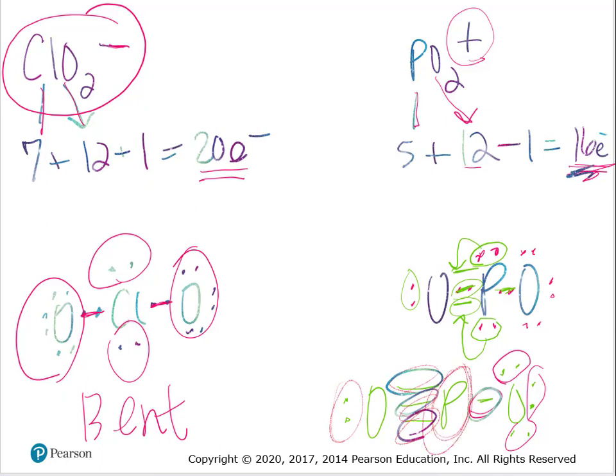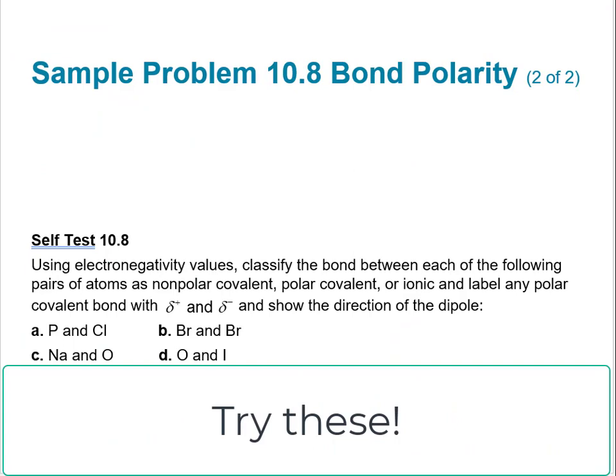My central atom only has 2 things around it. 1 oxygen, a second oxygen. There's no lone pairs. They're both atoms. This is a linear compound because there's 2 things around it and they're both atoms if you look at your cheat sheet. For this one, using electronegativity values, classify the bond between each as nonpolar covalent, polar covalent, or ionic, and label any polar covalent bonds with the slightly positive and slightly negative, and show the direction of the dipole.